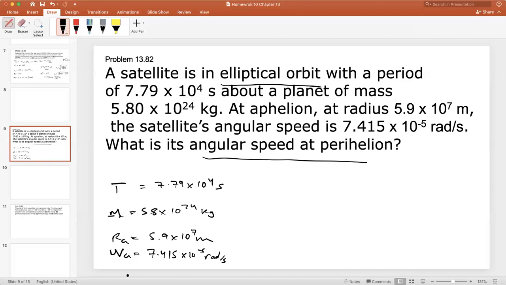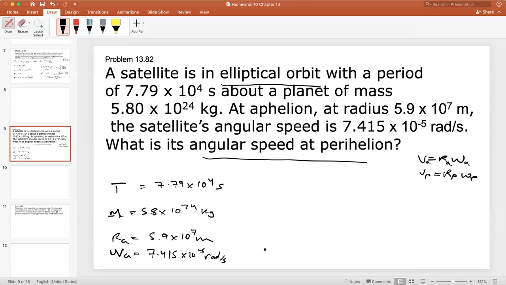You gotta be careful with that. Omega and V, it's easy to confuse what they're asking for, but then you can find it later. We're gonna assume that V is equal to R omega at aphelion. This would be RA omega A for VA, and RP omega P for VP.